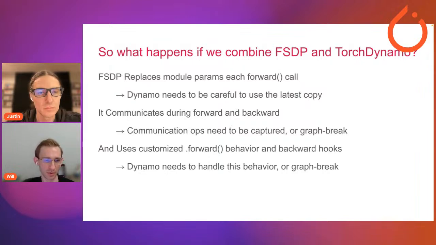Then communication ops are happening both during forward and backwards. And I mentioned earlier, they're not traceable. So we either need to make them traceable so we can put them in the graph, or we need to graph break just so that they can happen in between the graphs. And finally, FSDP customizes the forward function of modules, and also uses hooks before and after the backward functions run on modules. Dynamo actually didn't know how to handle these hooks previously. So that's another thing that has to be dealt with.